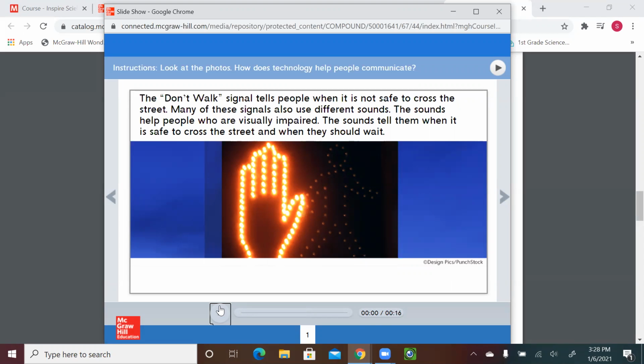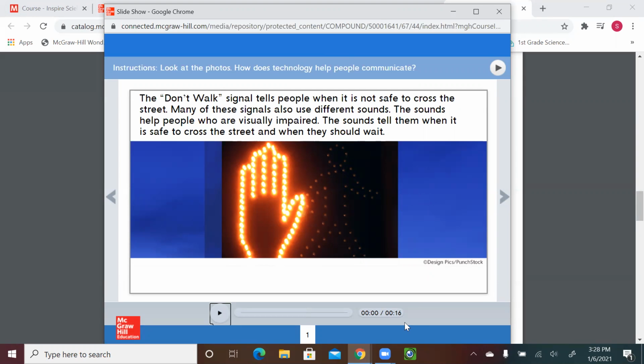So people who cannot hear know by looking, because it is visual. And if they can see, the signal will send sounds for the people to cross. If it has a sound, people who cannot see will hear the sound that it's safe to cross or wait.